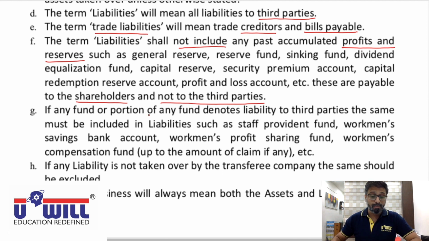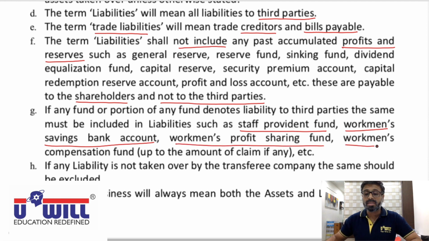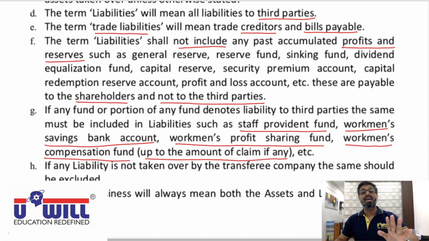If any fund or portion of any fund denotes a liability to third parties, the same must be included in liabilities, such as staff provident fund, workmen's savings bank account, workmen's profit sharing fund, and even this one is important, workmen's compensation fund, but up to the amount of the claim would be a part of your third party liability.